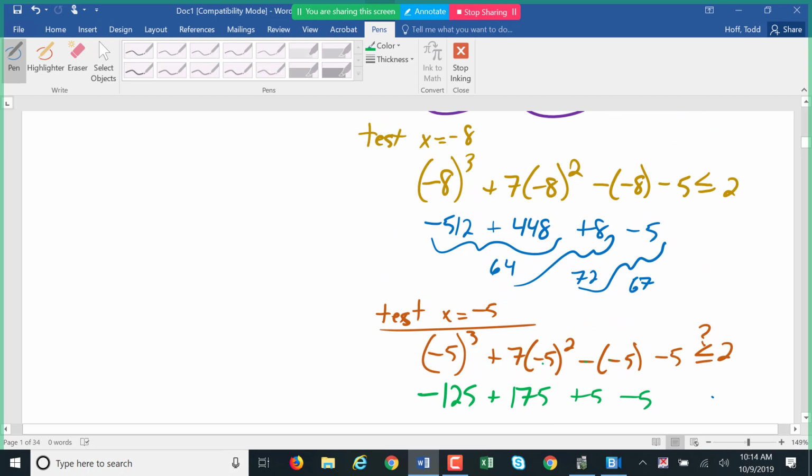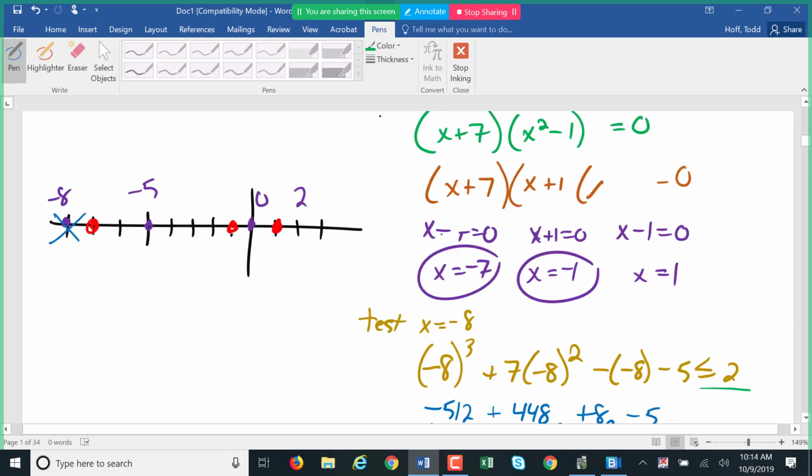Oops, I did something wrong here, didn't I? That's a -64, not a +64, isn't it? So that would be not 72, it'd be a -56. Minus 5 makes that a -61. That is less than 2. I gotta correct myself. The test for -8 was true. -5 is not, so that region is not.